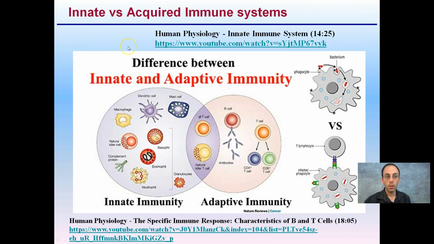So the innate versus the acquired immune system, there are two key differences in the components. We see here some of the macrophages, the dendritic cells, the eosinophils, all are part of the innate immune system. The adaptive, which is also called the acquired immune system, involves mainly B cells and T cells in the production of antibodies, CD4 T cells and CD8 T cells.